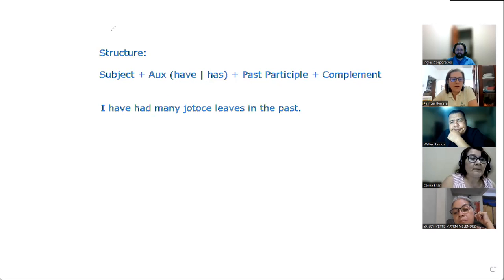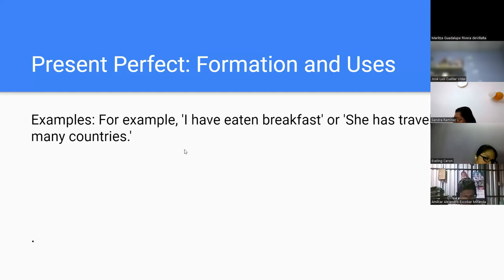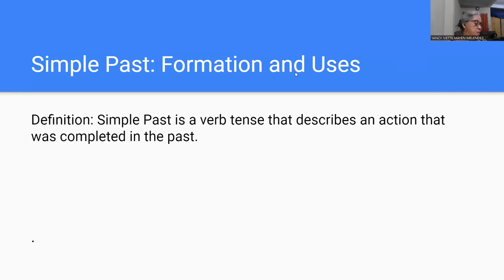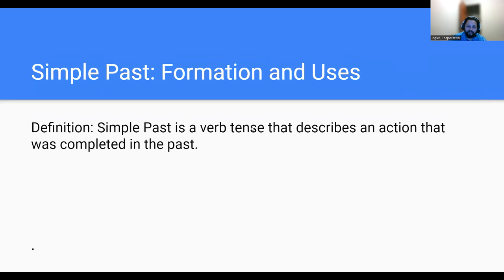All right, so is it clear, guys? Is the explanation on present perfect clear? Can we move on to simple past? Yes. All right, very good. So now, guys, simple past describes an action that was completed in the past, okay? And it finished in the past. I got you, Rafael. Thank you so much, okay? So what's the difference, right? This action started in the past and finished in the past, correct?